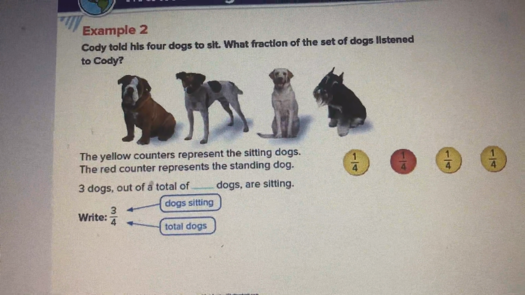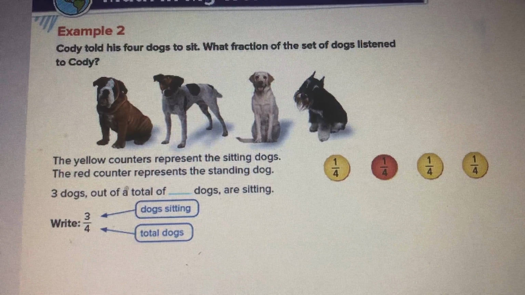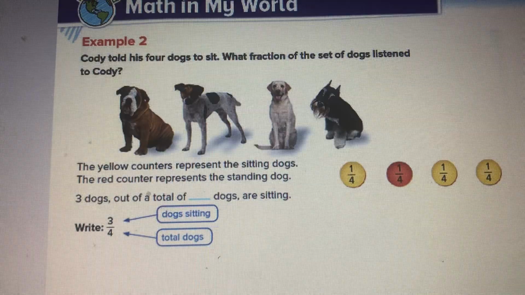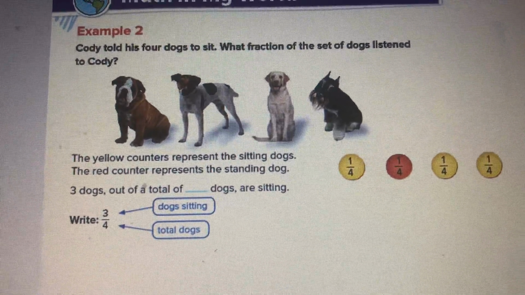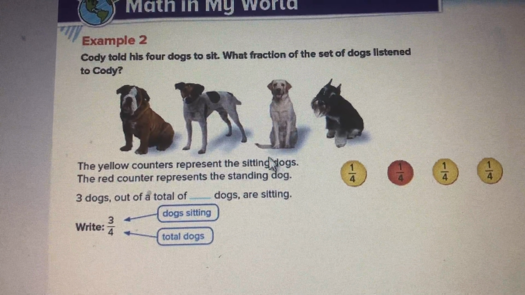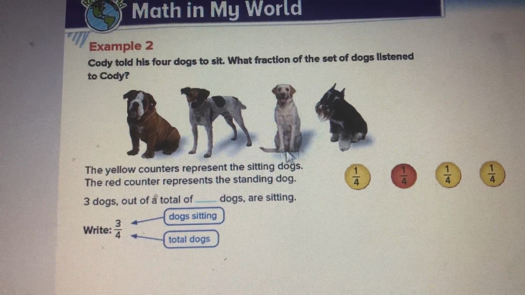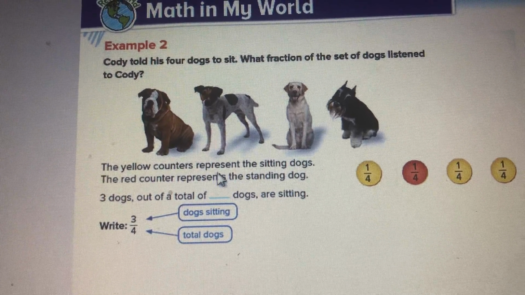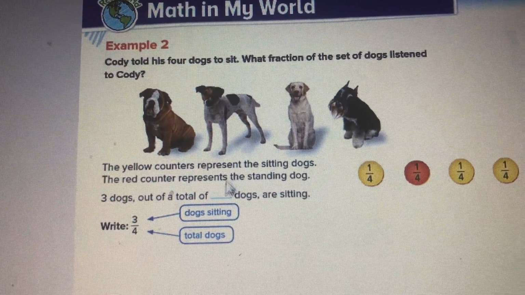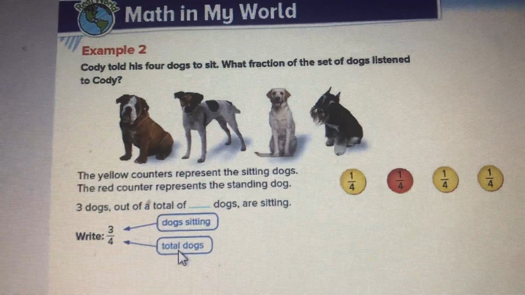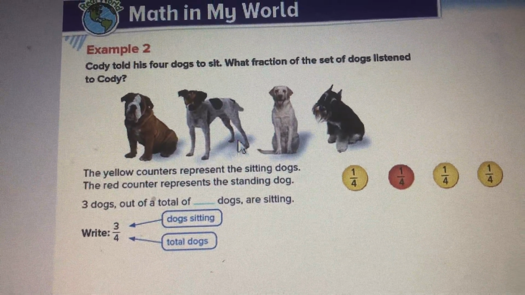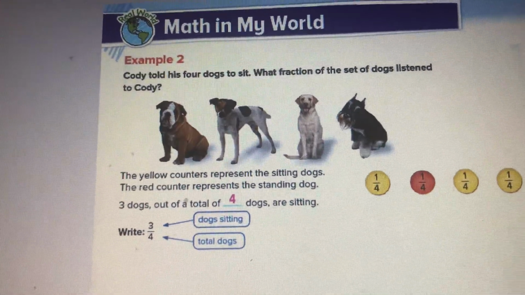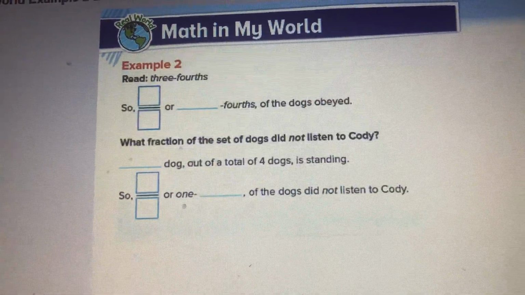All right. Here's a dog picture for some of you dog lovers. It says, Cody told his 4 friends to sit. What fraction of the set of dogs listened to Cody? Okay, so you can take a look at the cute little dogs here. I only see 1, 2, 3 sitting. So the fraction of the dogs sitting is 3 out of a total of 4. So 3/4 of the dogs are sitting. One guy, who probably looks like my puppy, is standing, not listening to directions.